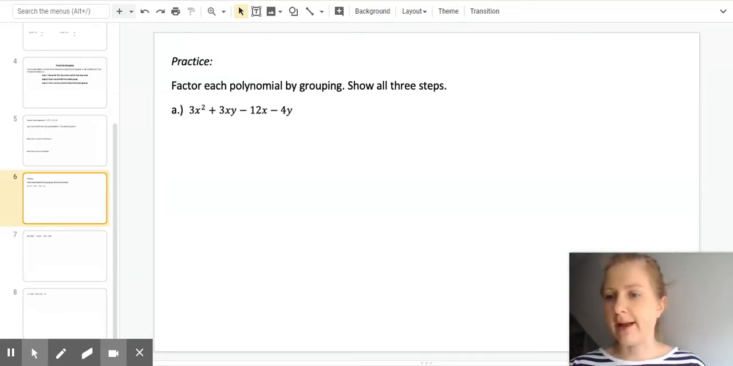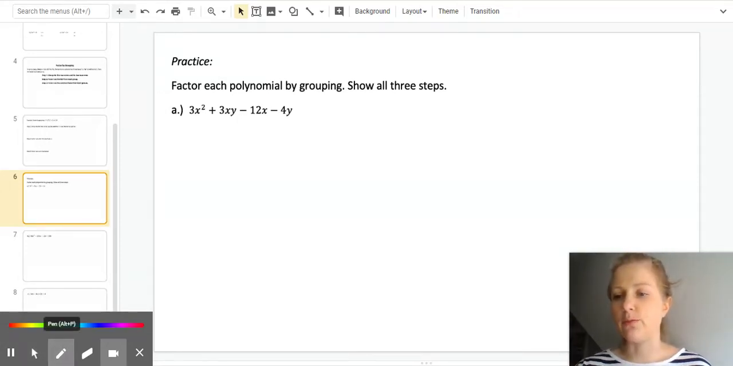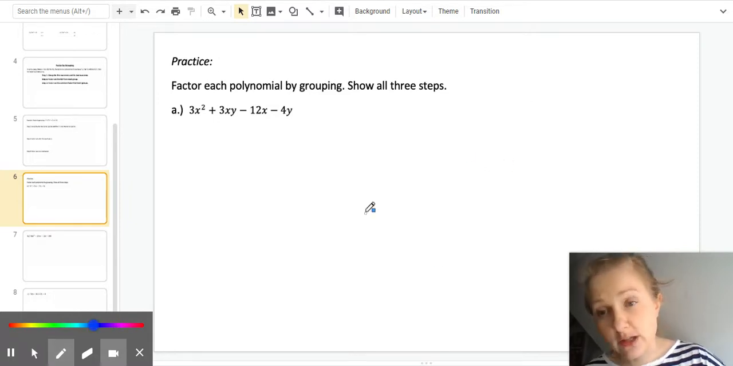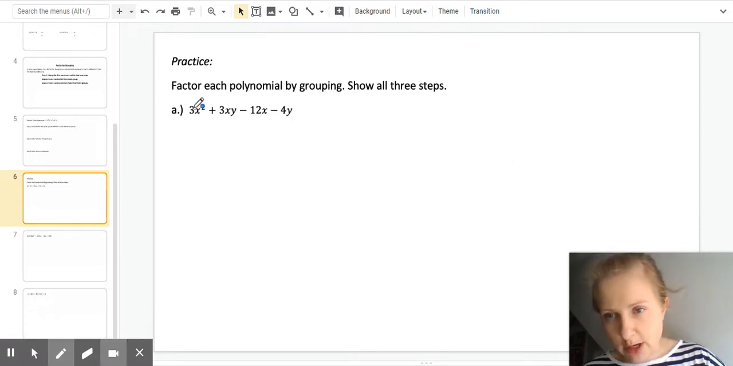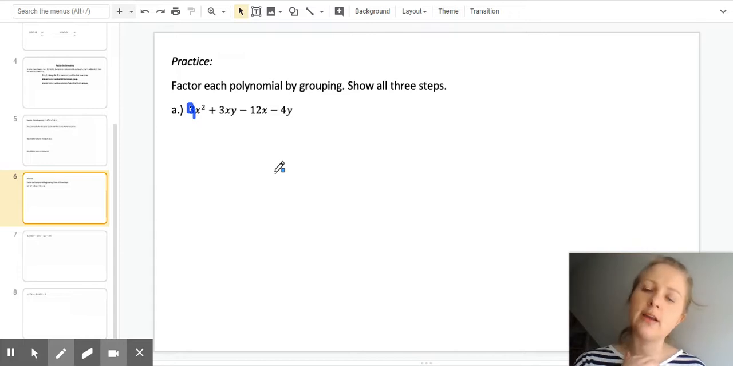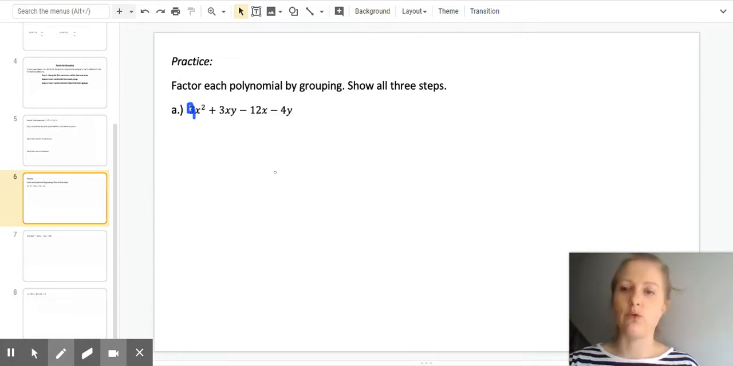Okay, let's do some practice with factoring by grouping. So we'll start with this one here. The first thing I want to do actually is I'm going to change this 3 to a 9. The way it is, it's actually not going to work. So we have 9x squared plus 3xy minus 12x minus 4y.